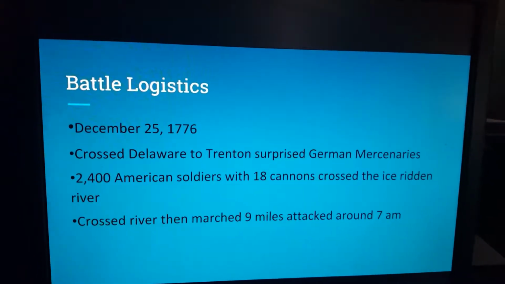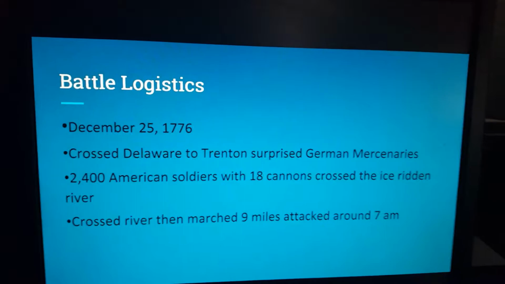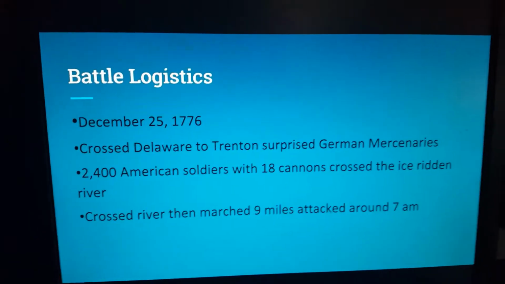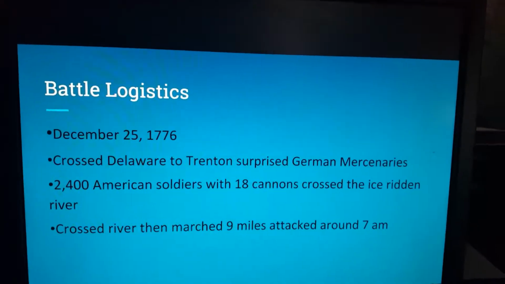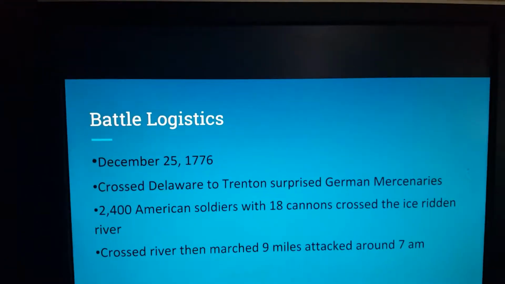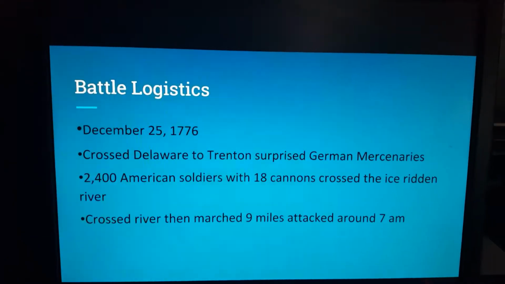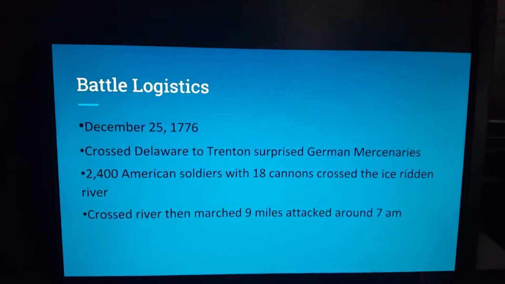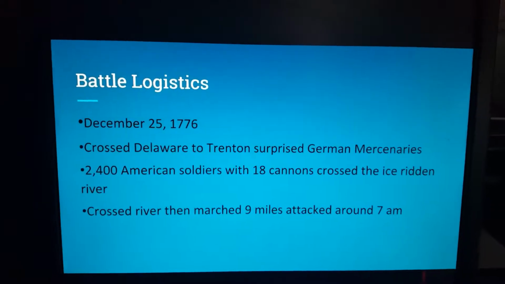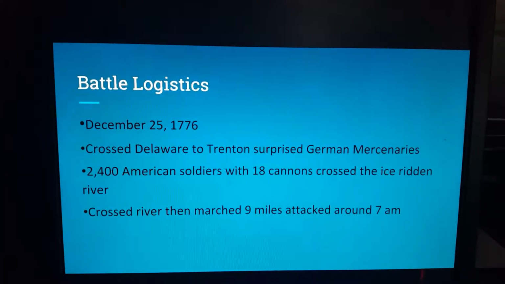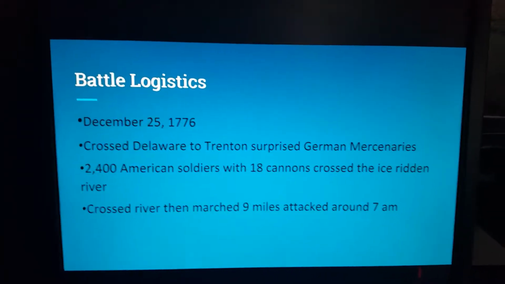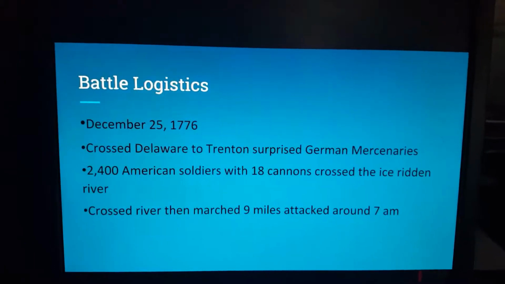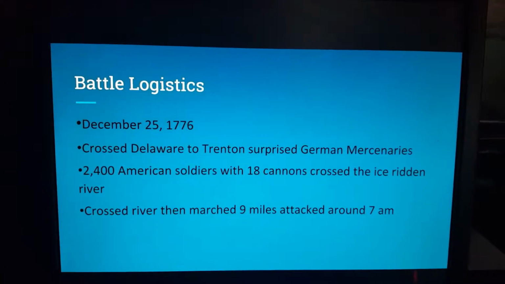Okay, some logistics of the battle, some who, what, when, where, why, how. The battle actually started December 25th, 1776. Now, December 25th might be a familiar date for some of you. It is Christmas Day. So this battle actually started on Christmas Day in 1776. So George Washington and his troops crossed the Delaware River and headed to Trenton to surprise German mercenaries.